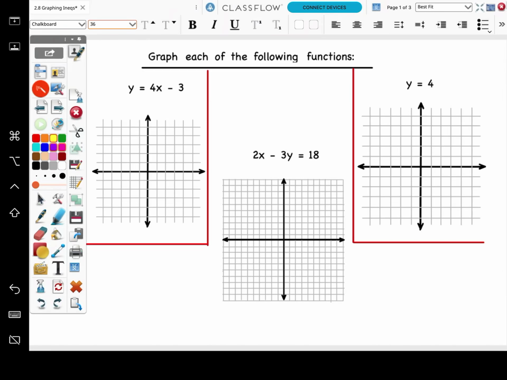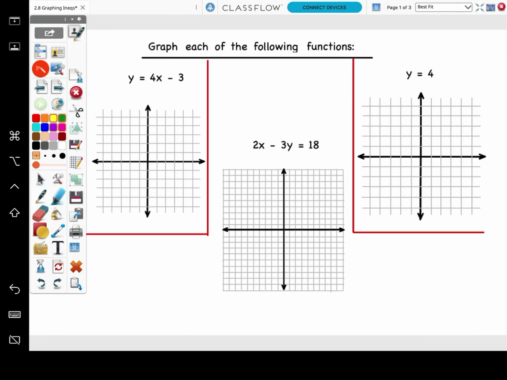Alright, this is a video for 2.8, which is graphing inequalities. Before we jump into graphing inequalities, I do want to review quickly how to graph some equations of lines, just so we have that out of the way before we start making it a little trickier.